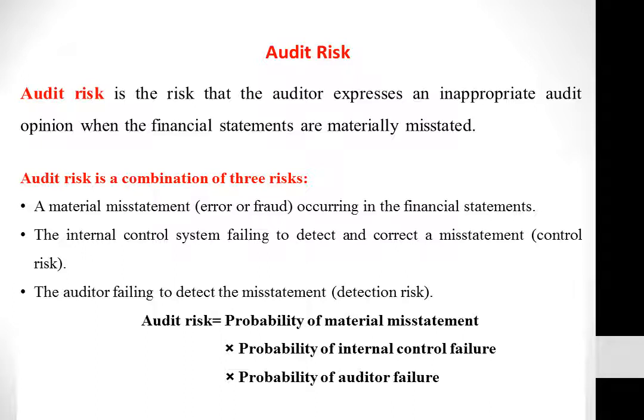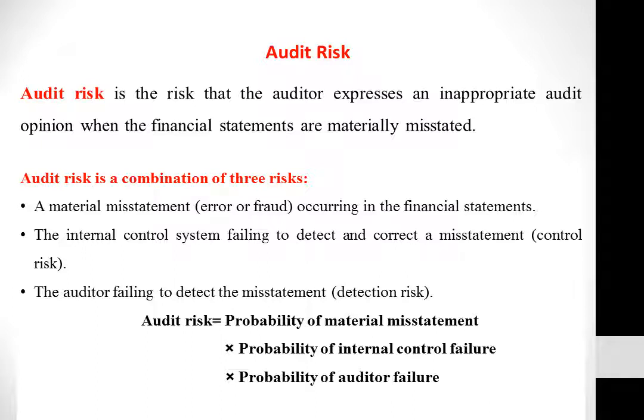Audit risk is the risk that the auditor expresses an inappropriate audit opinion when the financial statements are materially misstated. In a simple way, the auditor may give an inappropriate audit opinion, whether clean while it should be qualified, or qualified where it should be clean. So audit risk is the probability that the auditor gives an incorrect opinion: it should be a clean or unqualified opinion, but he gives a qualified one, or the opposite.